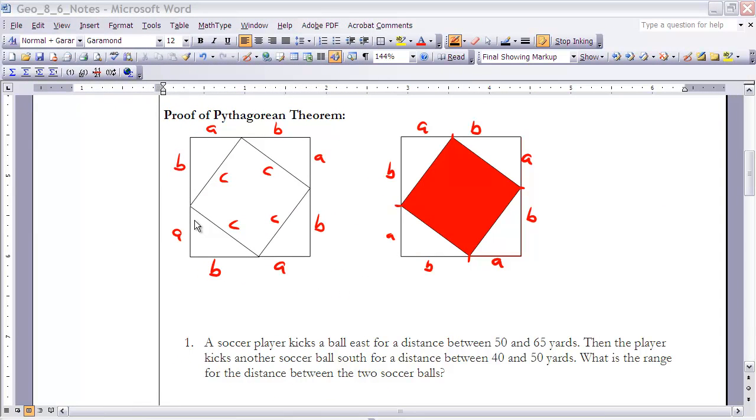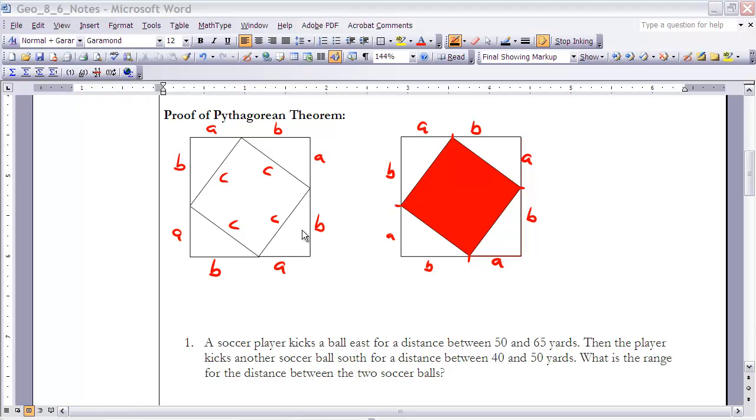Okay, in your book they go through a formal proof of the Pythagorean theorem. I want to take a little bit of a different approach here. I want to look at it strictly from a geometric standpoint, looking at the areas of the squares A, B, and C. So what I've done is I've taken our right triangle ABC with legs A and B and hypotenuse C, and I've created a bigger square with the triangles.